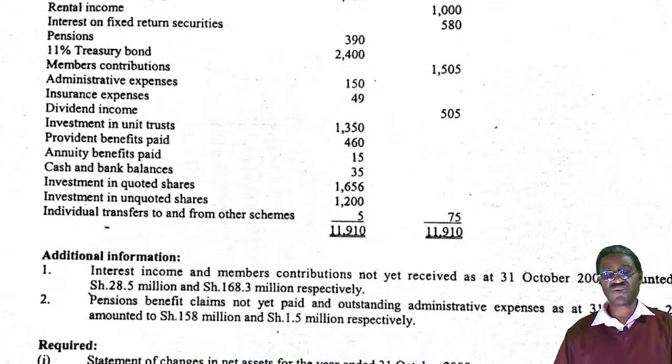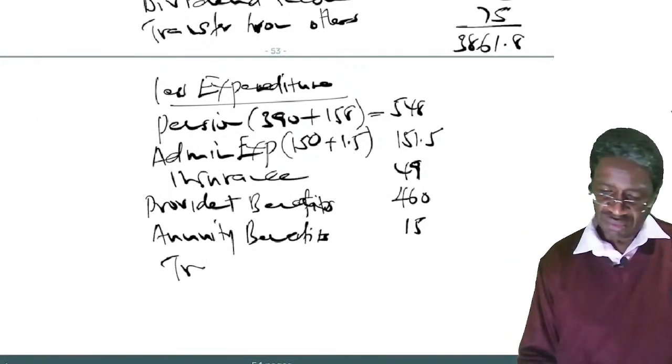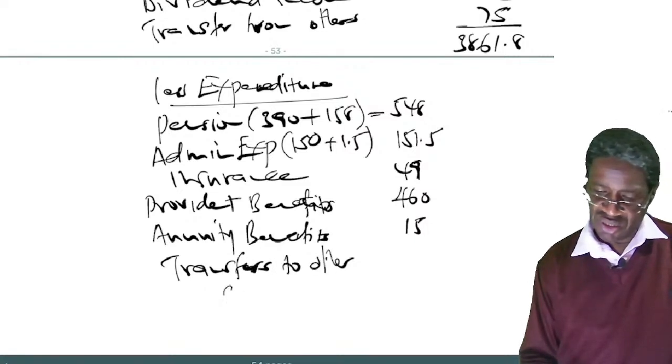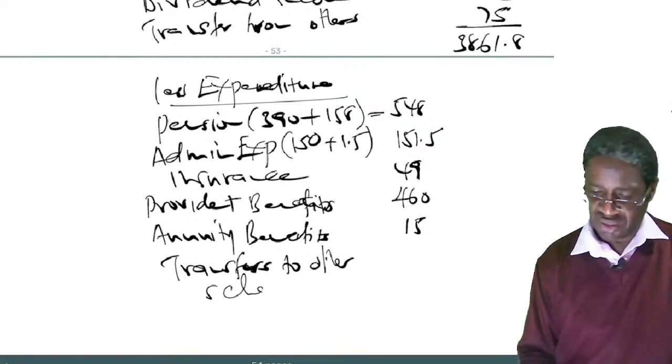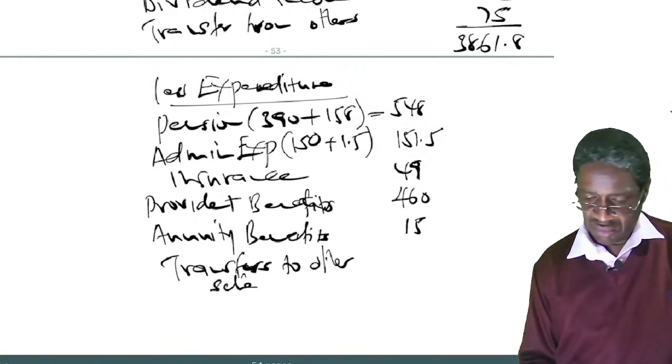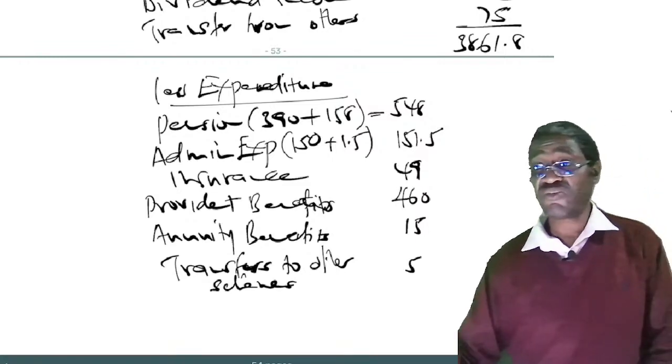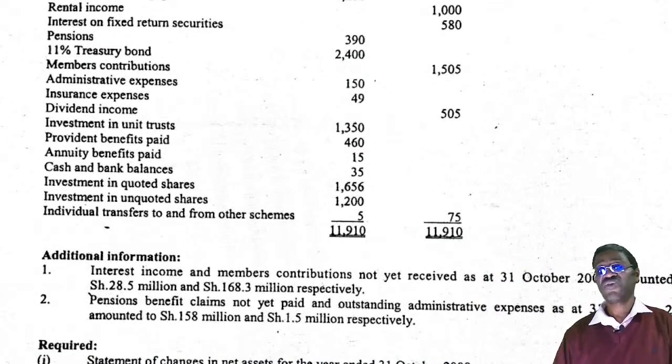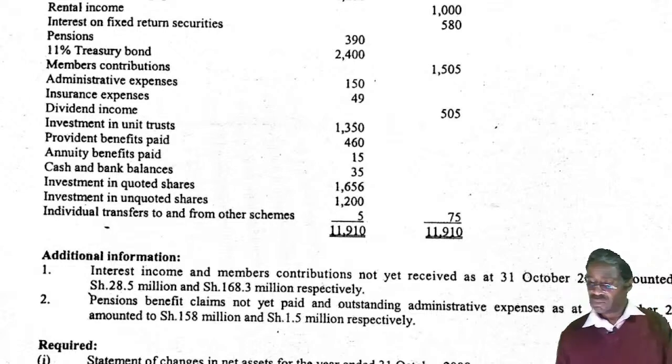After annuities benefits, the next one is cash. That's okay. That's an asset. Investments in quoted shares. That's an asset. Investment in unquoted shares. That's an asset. Then I can see finally we have transfers to other schemes. That's an expenditure. Bring it. Transfers to other schemes. And the amount I think was 5. Let me confirm. Yes, 5. So let's add now.